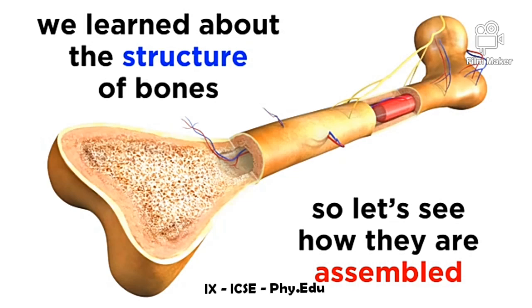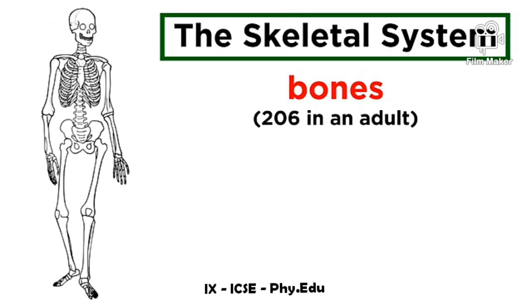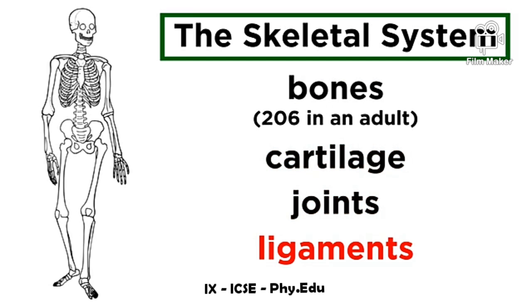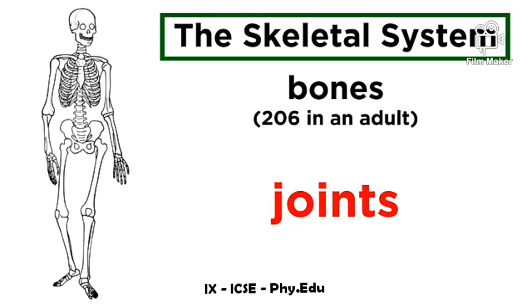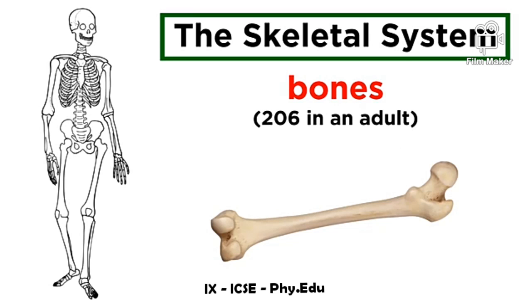Now that we have covered the structure of bones, we are ready to take a look at how they are assembled in the body. The skeletal system is comprised mainly of bones, around 206 of them in an adult to be specific, but there is also a good amount of cartilage, joints, and ligaments, which altogether make up around 20% of a person's body mass. We will get to joints a little bit later. First, let's check out all the different bones in the body.